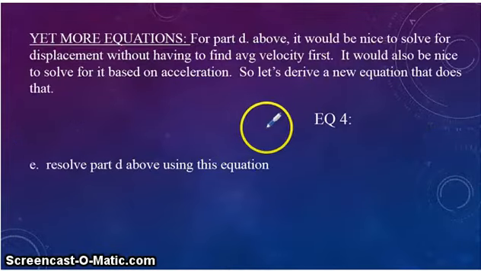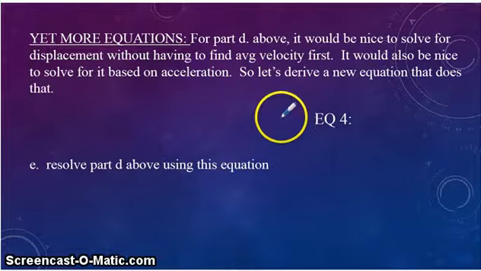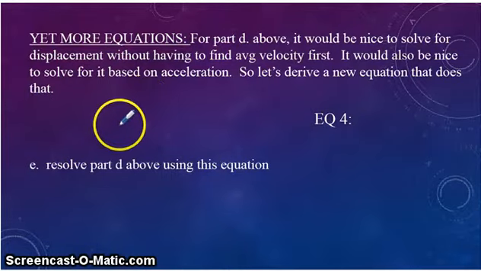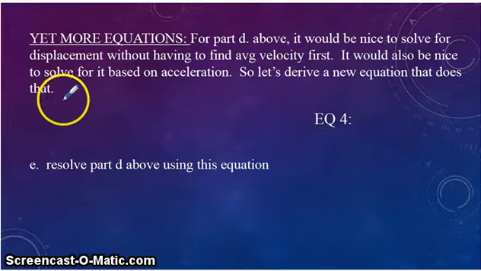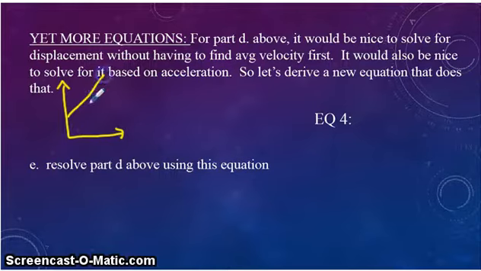Now, what if we didn't want to find the average velocity first? What if we wanted to go right from the equation to find how far it travels in that time? Well, what we can do is take a look at a velocity time graph to derive it. So we're going to assume that our object starts at some positive velocity. This is a v versus t graph. Some object starts at some positive velocity and it accelerates uniformly.